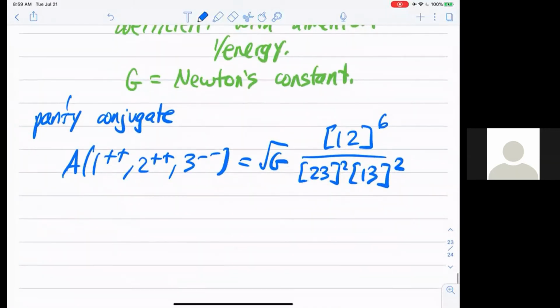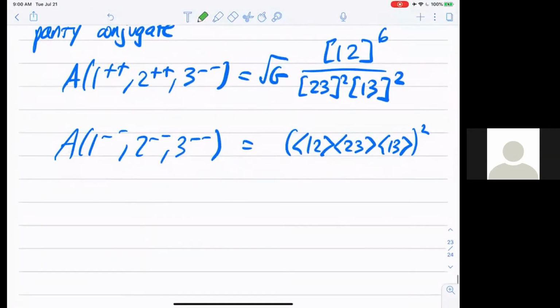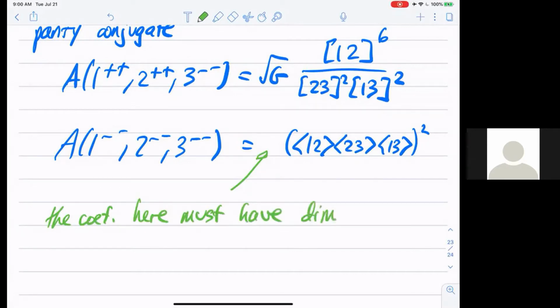Okay. But there's one more possibility. Just like for the gluon, you can also have 1 minus minus, 2 minus minus, 3 minus minus. And this would be 1, 2, 2, 3, 1, 3, all squared. And here, you need some coefficient that has dimensions of energy to the power 6. But this amplitude should have power energy. So the coefficient here must have dimension 1 over energy to the 5th.